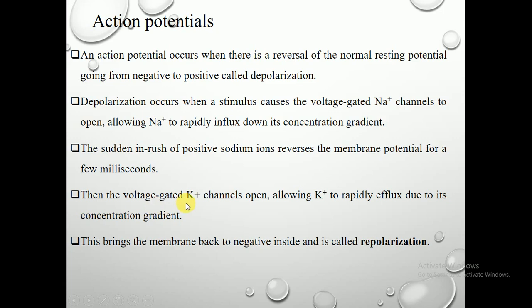Then the voltage gated potassium channels open. Whenever the voltage gated potassium channel opens, it allows the potassium to rapidly efflux due to its concentration gradient. This brings the membrane back to negative inside, and this is called repolarization. During repolarization, the membrane goes back to negative inside, meaning the negativity inside the cell becomes high. So this process is called repolarization.